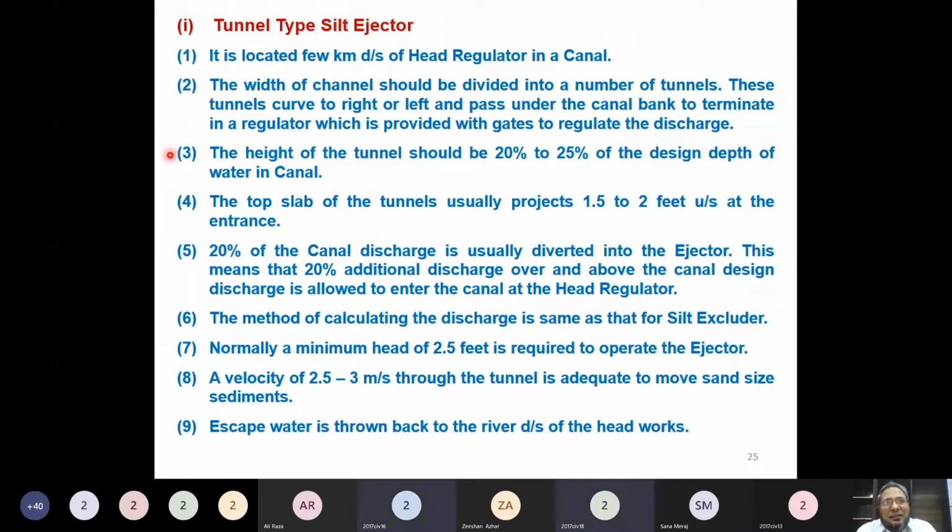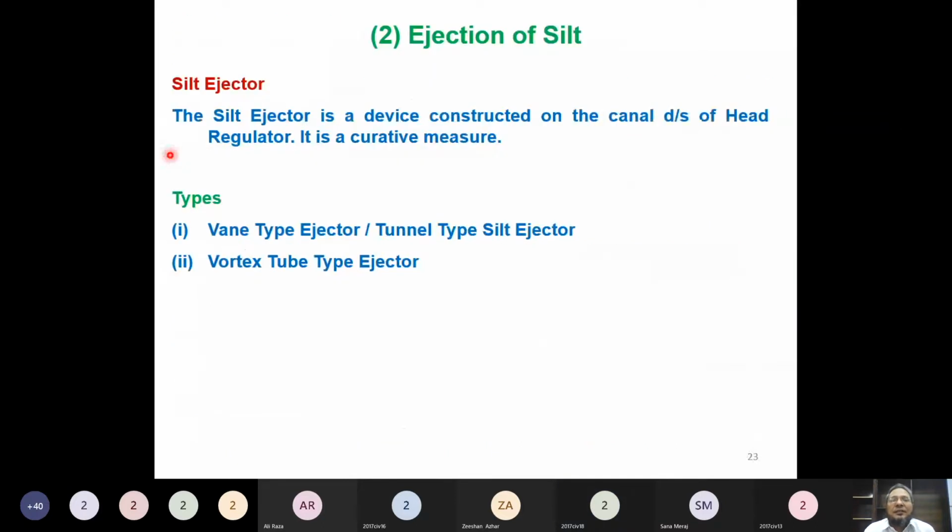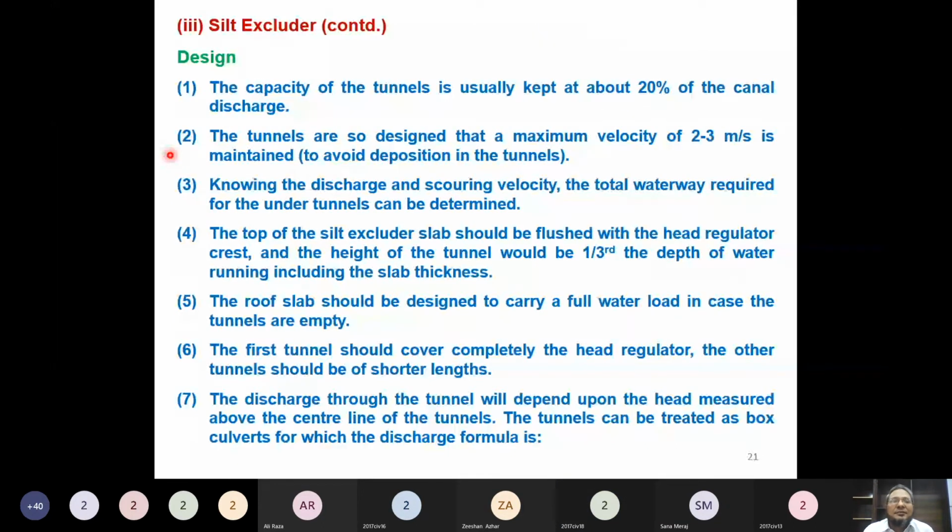we studied very well that the height of the tunnels should be 1/3 of the total depth. Bhool gaye hai na? Yes, sir, yaad aa gaya. This is... ye nazar aa raha hai? 1/3, including the slab thickness of the tunnels.